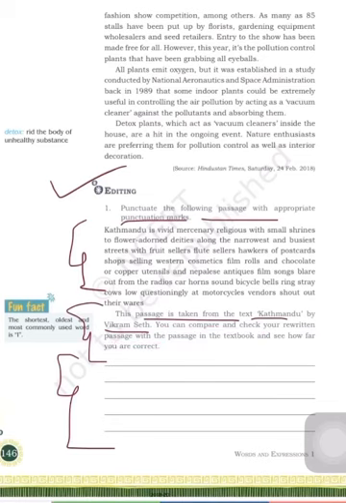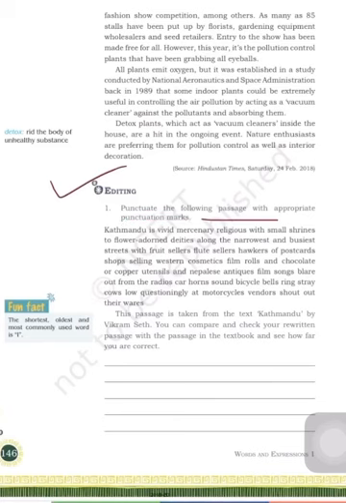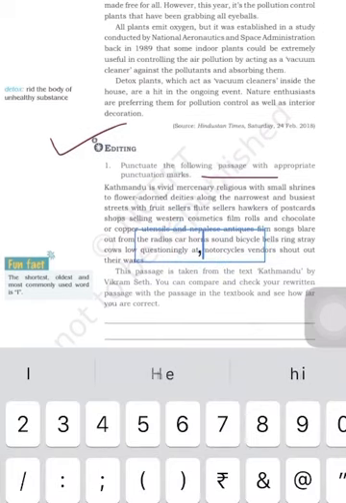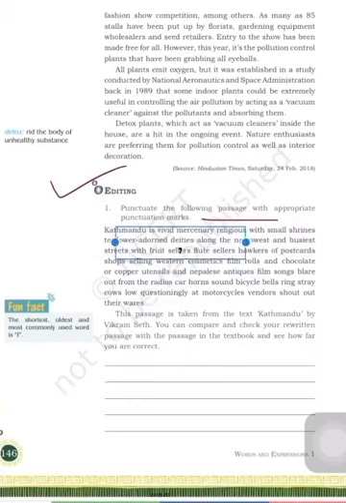You can compare and check your rewritten passage with the passage in the textbook and see how far you are correct. So they are saying that this passage is taken from Kathmandu, written by Vikram Seth, and if you want to check whether your answers are correct or not, you can check them from the textbook passage. So let's begin. Punctuation marks involve commas, full stops, and converting capital letters into small letters and small letters into capital letters.